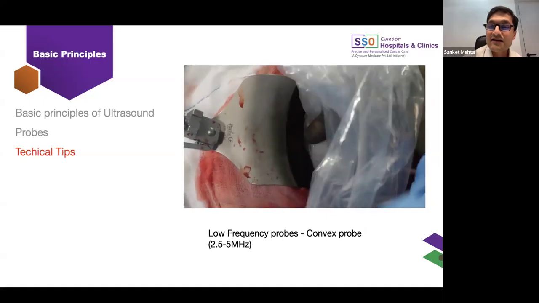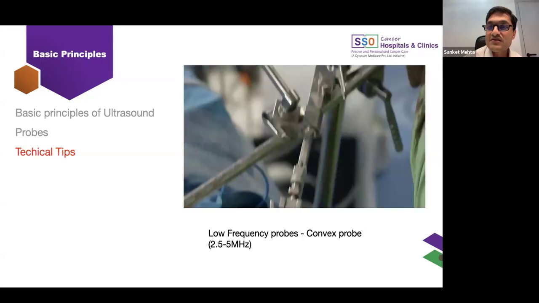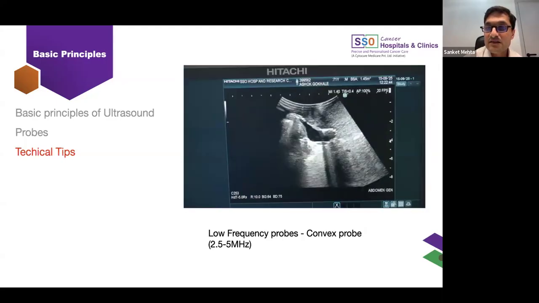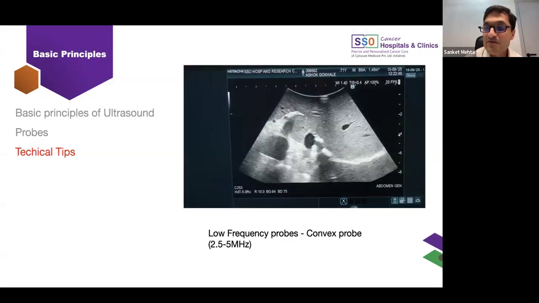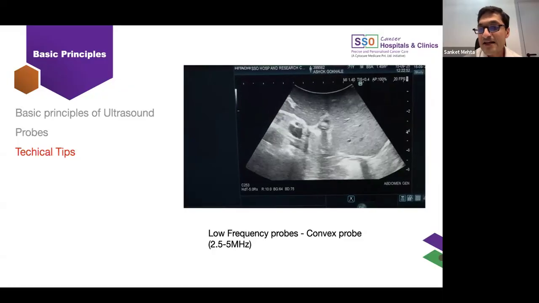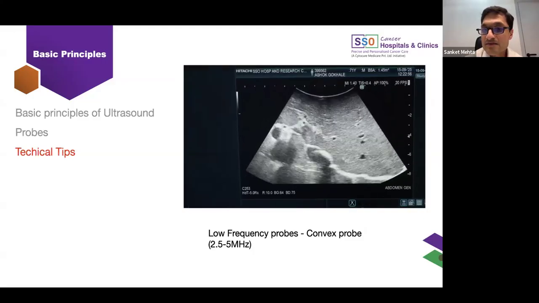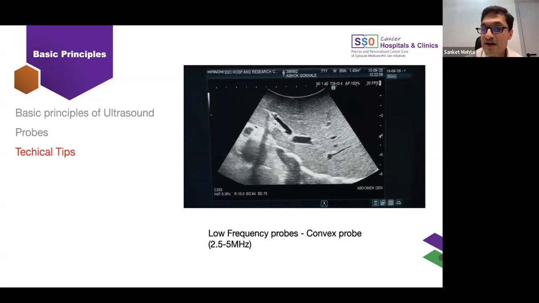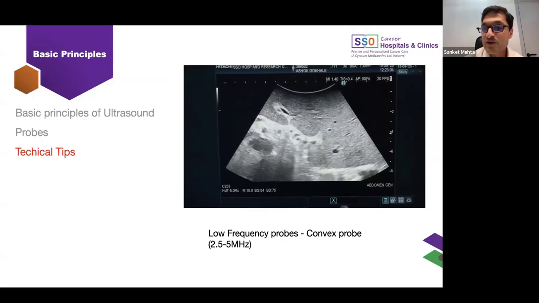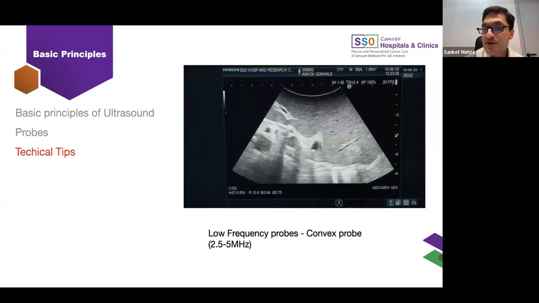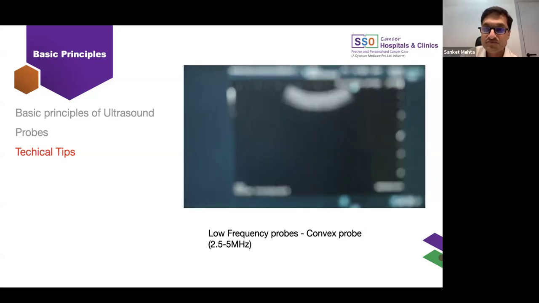You can see that I'm struggling to visualize the IVC and the hepatic veins because the probe is bulky, and you can see the artifacts that are coming in the vision while we are trying to go under the costal margin to visualize the IVC. But this is a very good probe for a basic screening before the liver is mobilized. And you can see some of the lesions appearing while we're doing the sonography.